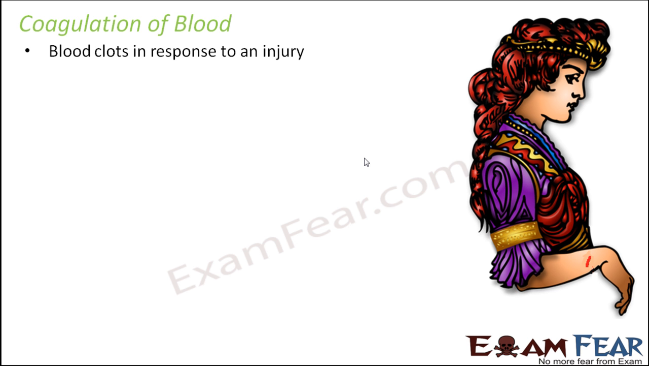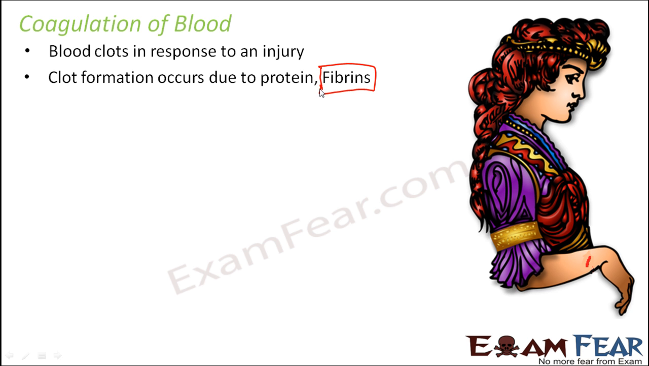Blood clots in response to an injury. You do not see blood clots just like that, right? When you hurt yourself somewhere, when you cut yourself, bleeding starts and eventually a clot appears. So the clot formation takes place in response to an injury. Whenever you get injured, as a result of that, you tend to get clots. Now, clot formation occurs due to a protein called fibrin. So these proteins play a very important role in the process of clot formation.